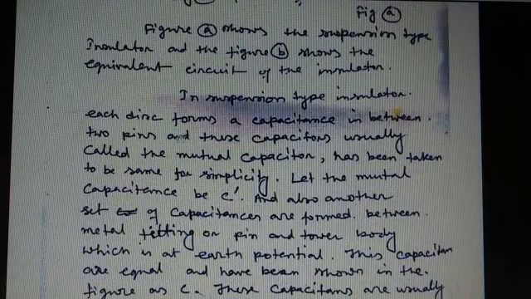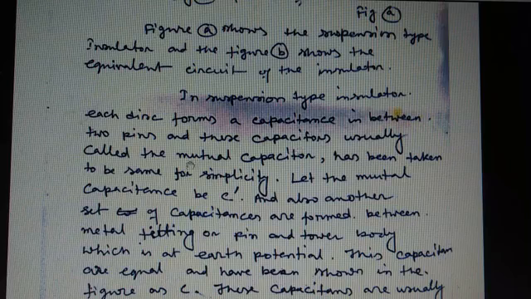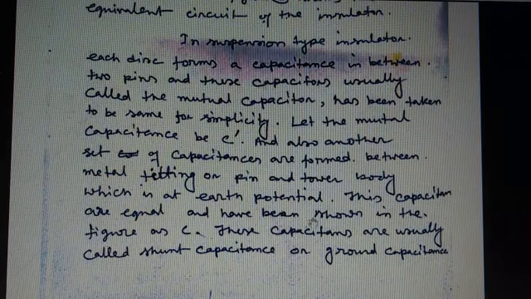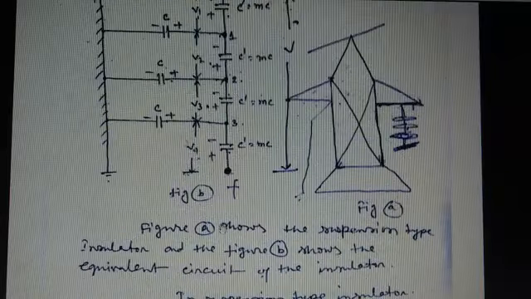In a suspension type insulator, each disc forms a capacitance between the 2 pins of each disc, usually called the mutual capacitance. It has been taken the same for simplicity. Practically some difference may be present, but we can consider the value of mutual capacitance to be equal. Let the mutual capacitance be denoted by C dash, and another set of capacitances is developed between the metal fitting or the pin and the tower body, which is at the earth point. These capacitances are equal and have been shown in the figure as C. So this is C, which is called the shunt capacitance or ground capacitance.